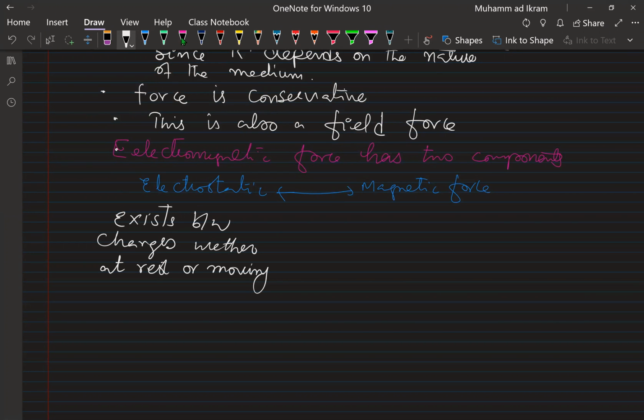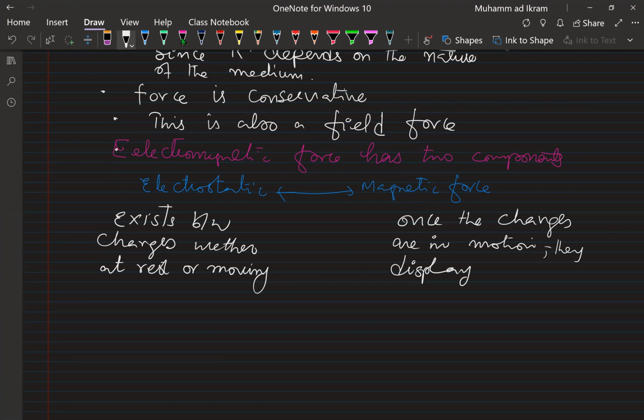While the magnetic force, that is, this force is that once the charges are in motion, they display the magnetic force. The magnetic force is created by moving charges, creating a magnetic field.